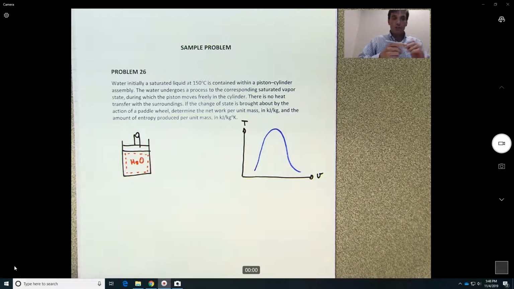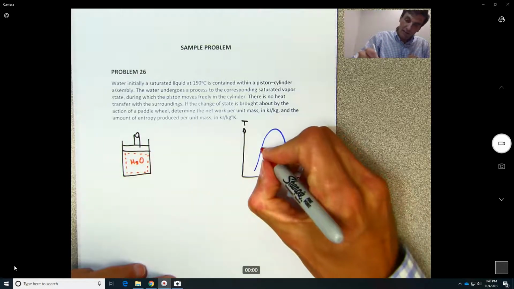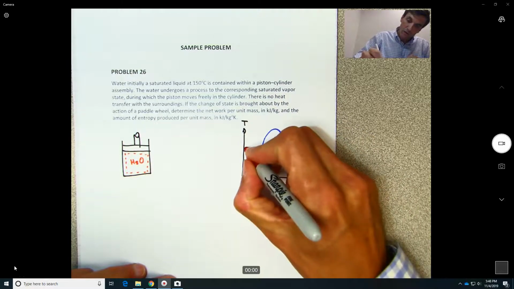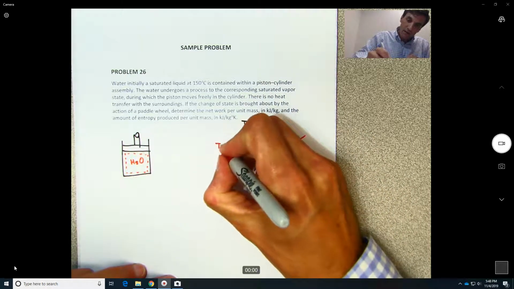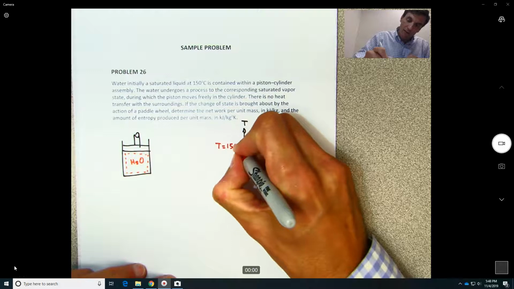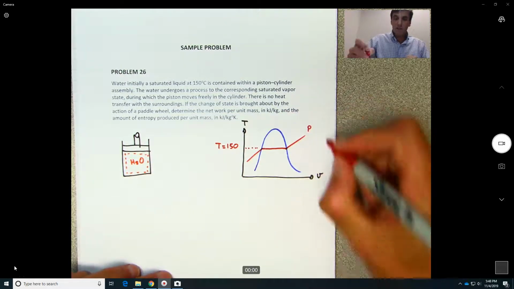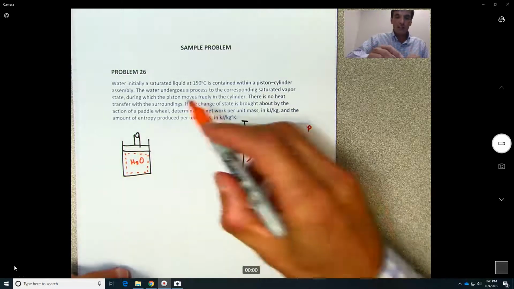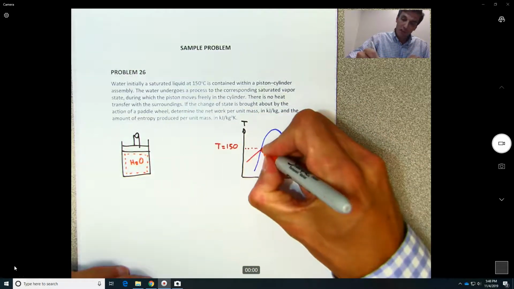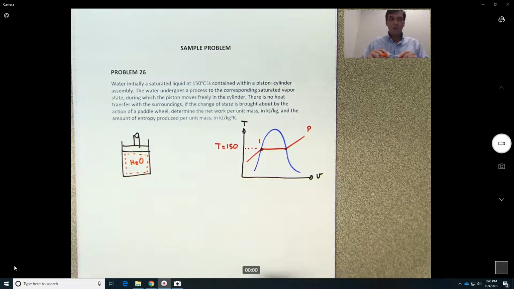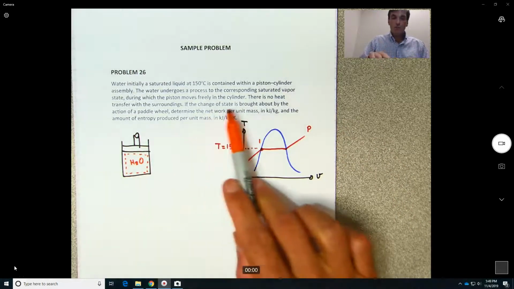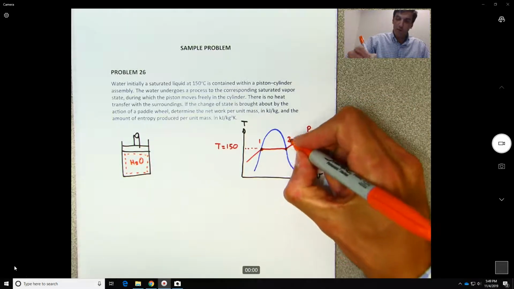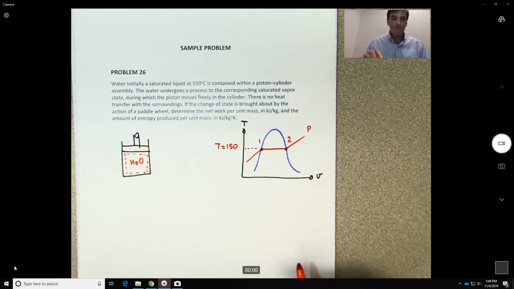So let's see, what do we know? T equal 150 degrees Celsius. So this is a constant pressure. And we know initially it is saturated liquid. So initially we are over here. The water undergoes a process to the corresponding saturated vapor. So we go here. Okay?